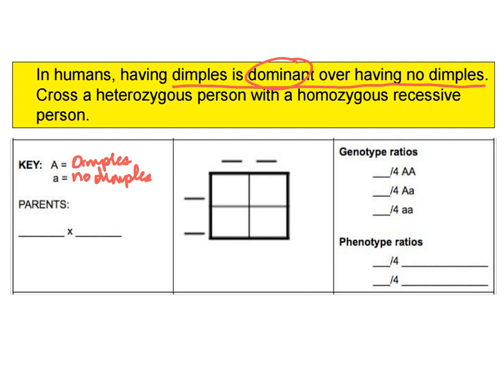It says cross a heterozygous person with a homozygous recessive person. Heterozygous means mixed in the zygote. Remember, hetero means mixed. So that means one of each kind of letter. That's going to be a big A and a little a. The second parent is homozygous recessive. Remember that the prefix homo means same, so it's same in the zygote, and it is both recessive. So that means my second parent is going to be little a, little a. So step 2 is done.